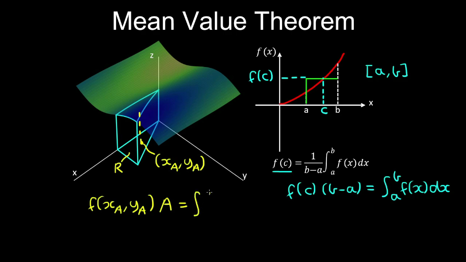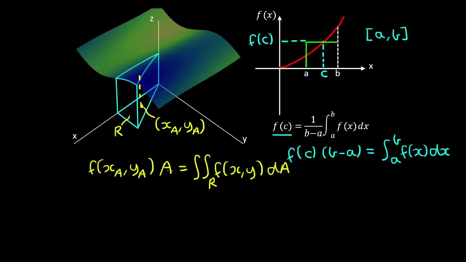So that's given by the double integral of the function over R. And then dividing through by the area gives the average value of the function over the region R. So that's 1 over the area of the region by the double integral. And we can see the similarities to the mean value theorem for functions of one variable.